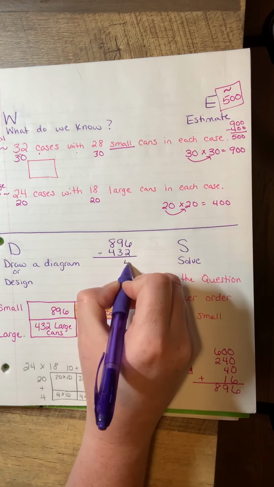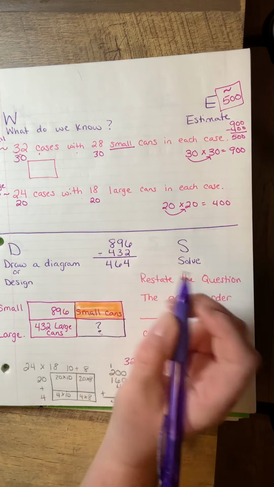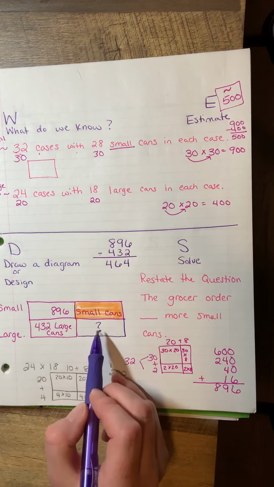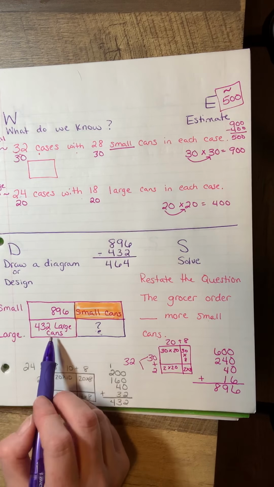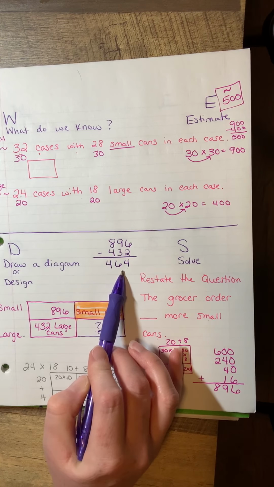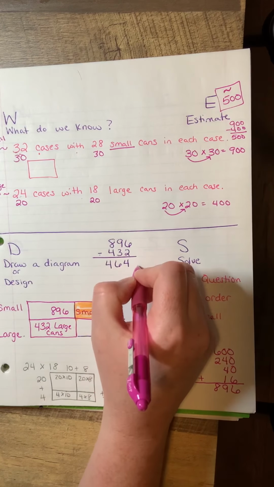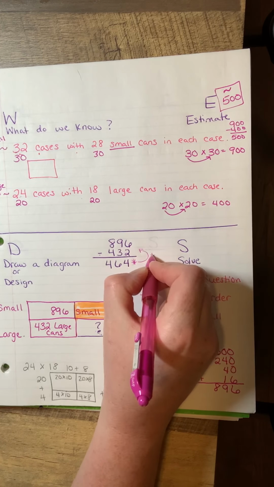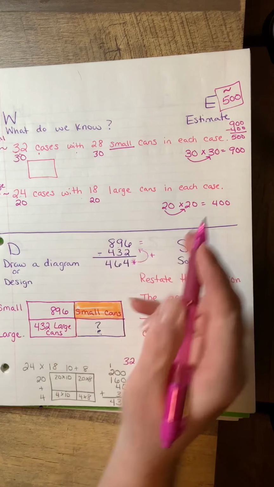6 minus 2 is 4. 9 minus 3 is 6. 8 minus 4 is 4. I should have 464 more small cans than I do large cans. Well, let's see. How can I check to see if my subtraction was correct? Absolutely. I can go back and I can do the inverse operation. I can take the answer that I got right here. I can add it to the number that I subtracted, and it should equal the number that's on top.